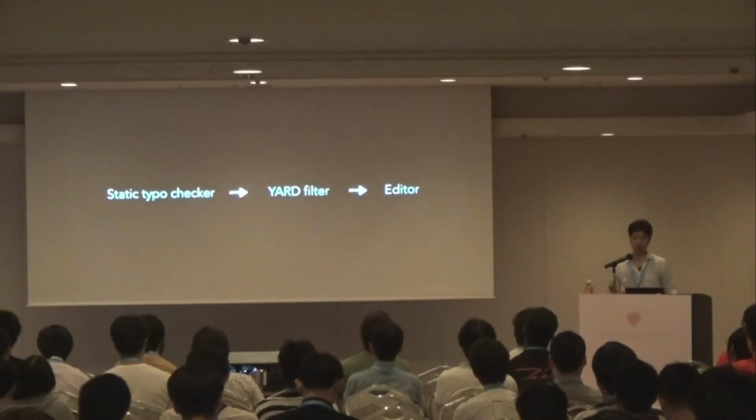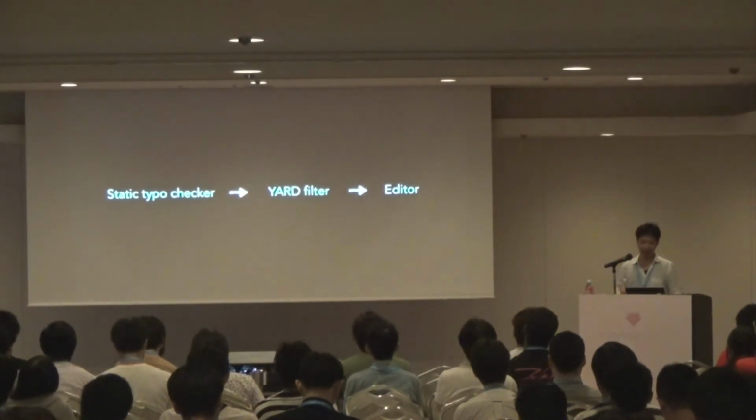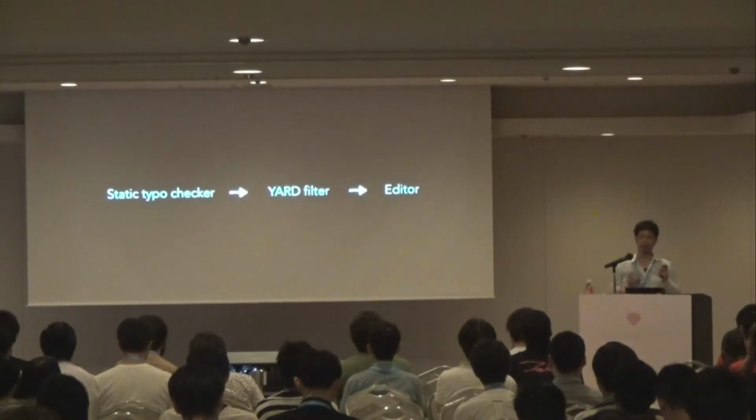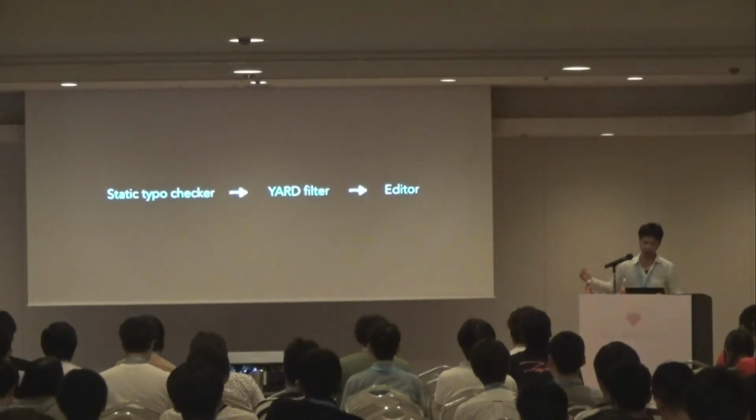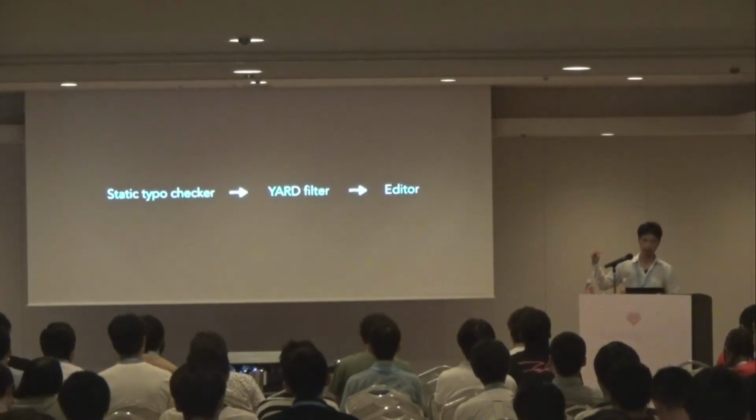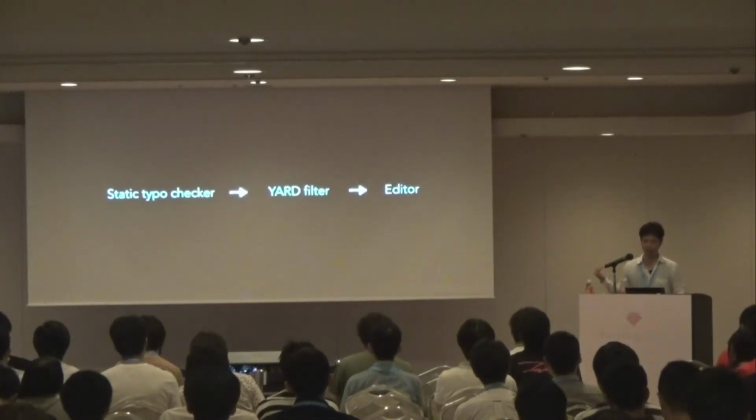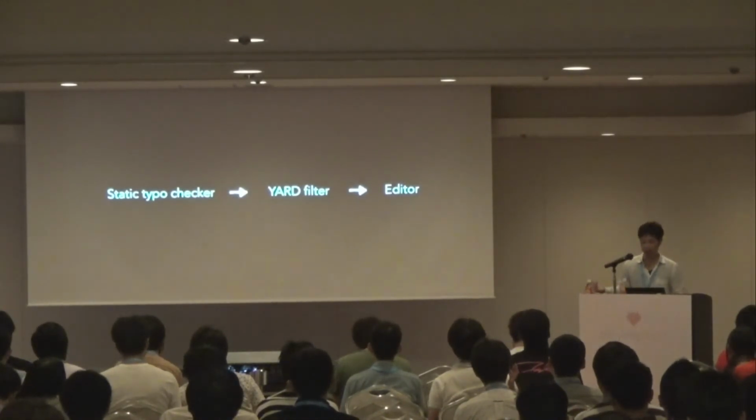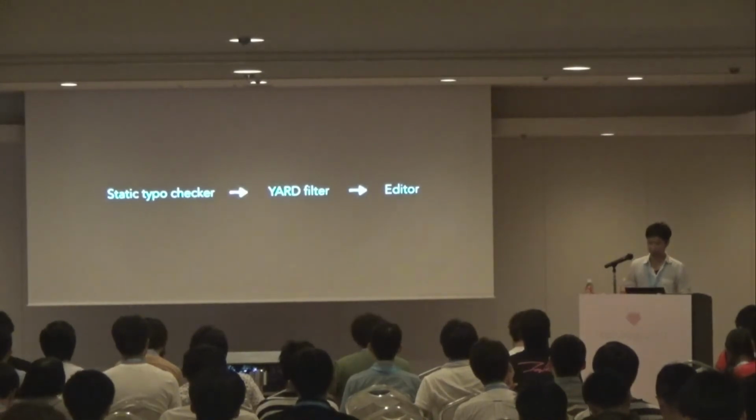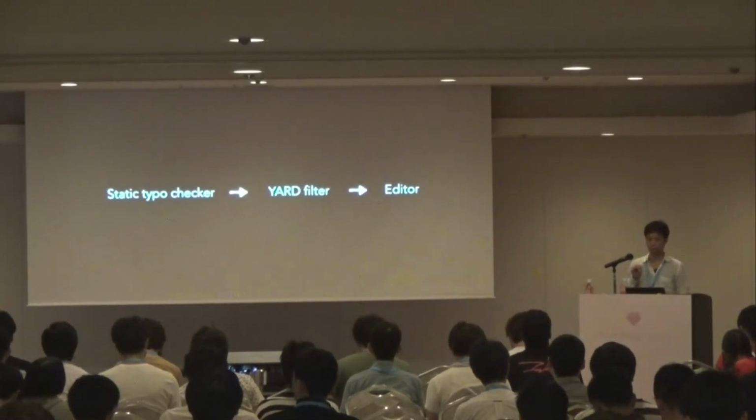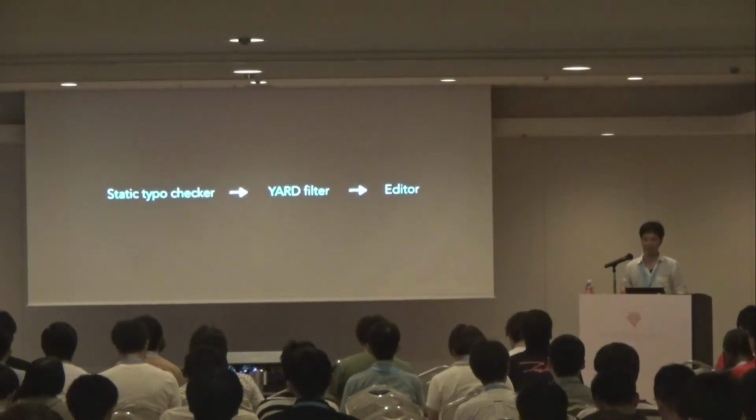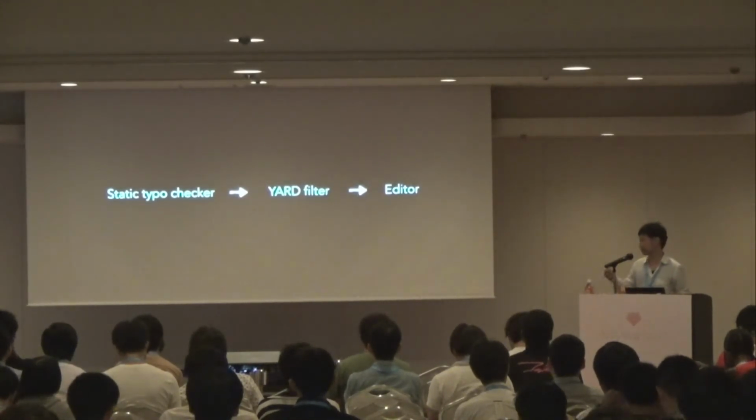So one thing we may be able to do is the static typo checker generates the first version of a list of undefined methods. And after that, we can pass that result to a YARD filter. YARD is yet another RDoc. I think it's a gem. It is basically just a better version of RDoc. And we can just make a filter, and what it should do is filter out possible methods that you actually have in your project to reduce false positives. And you can finally pass it to the editor.